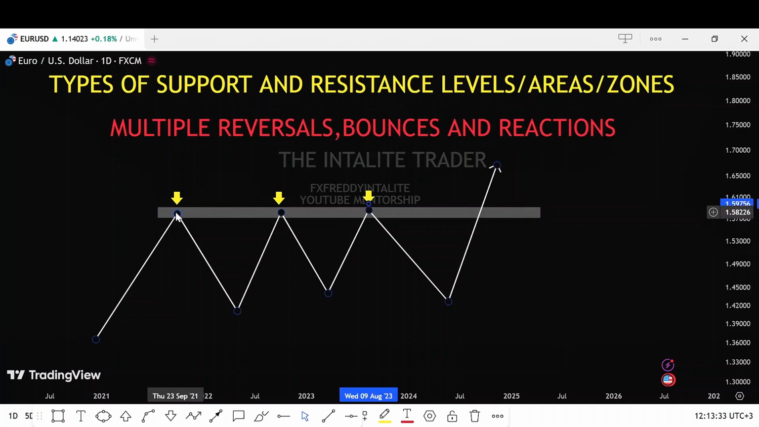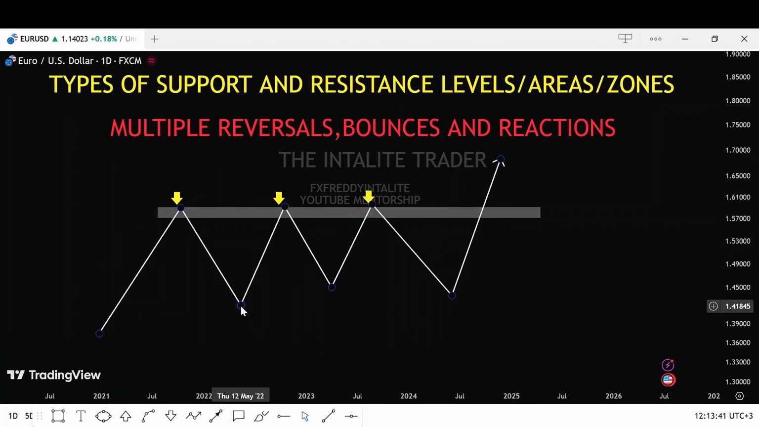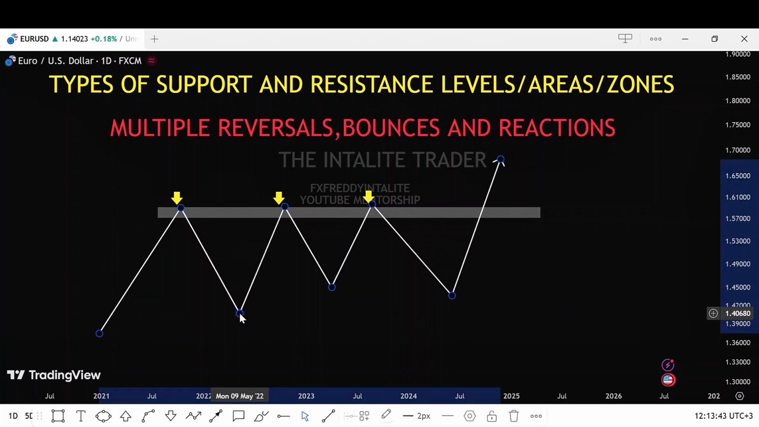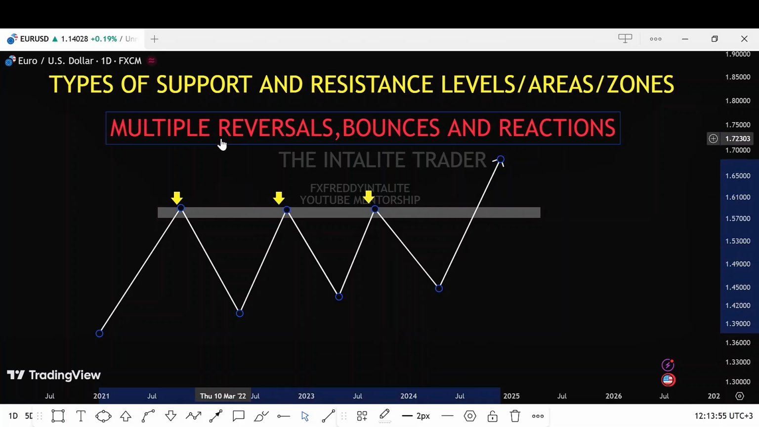They look forward, these buyers look forward to close their positions, and sellers open their positions to push price lower. So the same thing applies. Buyers push price here, sellers step in to push price lower. Buyers close their positions, sellers open new positions. So these are called multiple reversals, bounces, or reactions.